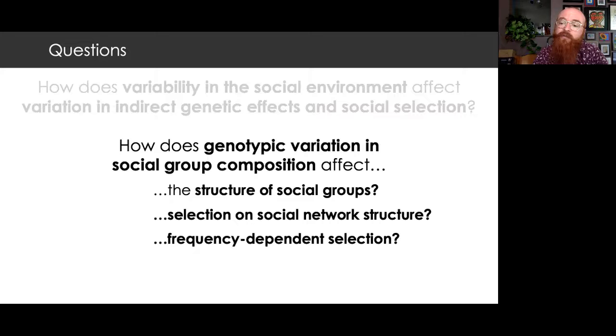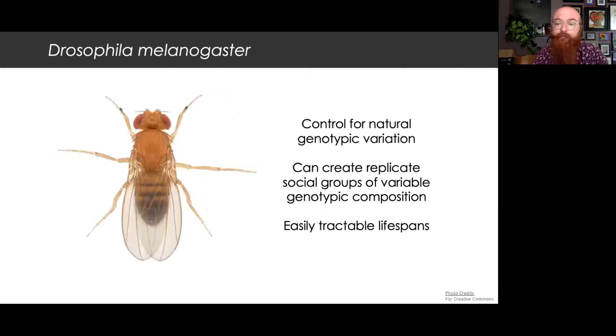To address these questions, we need a study system where we can manipulate the genotypic composition of social groups, as well as repeatedly measure the fitness effects of variable genotypes on one another. To do this, we use Drosophila melanogaster flies, which allow us to control the genotypes of individuals using inbred lines of flies derived from a wild population.